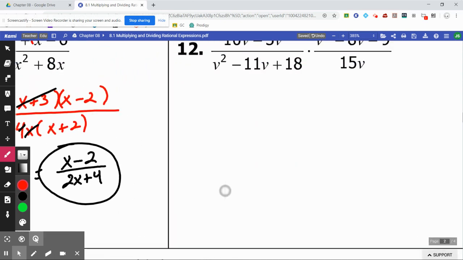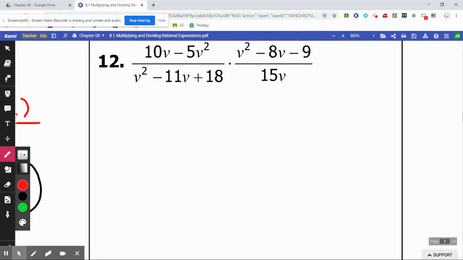Okay, next up, number 12. Top left, you're going to factor out a 5 and a v. You're left with a 2 minus v. And again, I don't like that. I don't like the v being last and the number being first, because everything else that we're going to factor is going to have the variables first. So here's what you do. Instead of factoring out 5v, factor out a negative 5v. That's going to flip-flop these two. And that's going to look like everything else that it's going to cancel with.